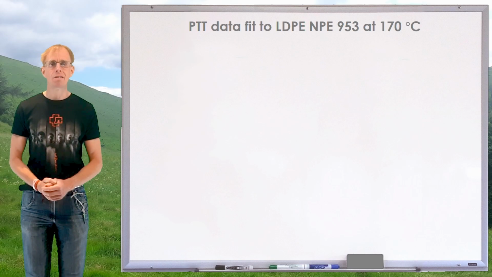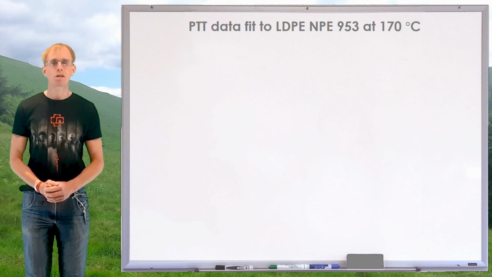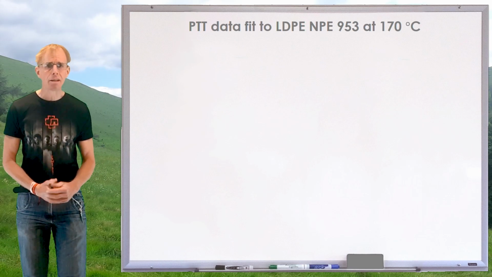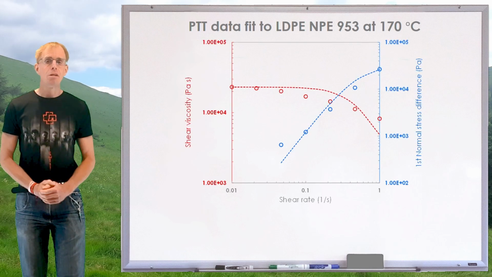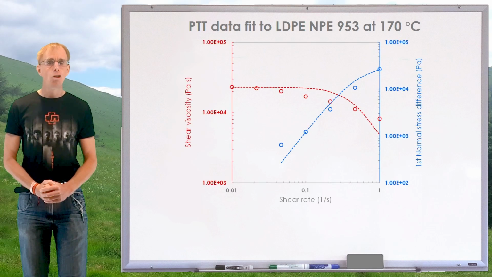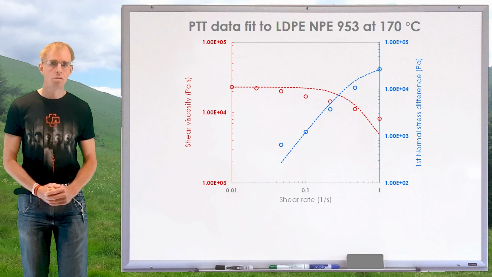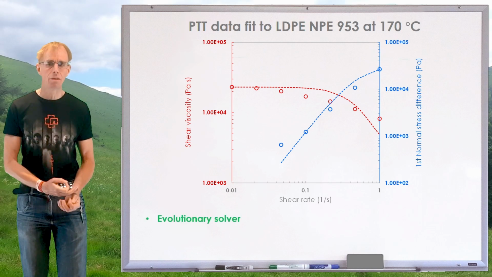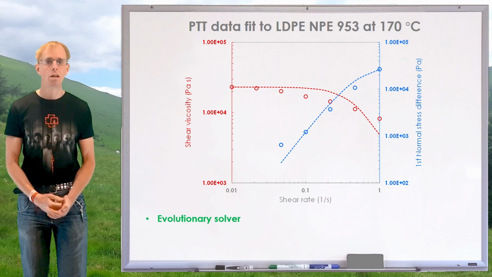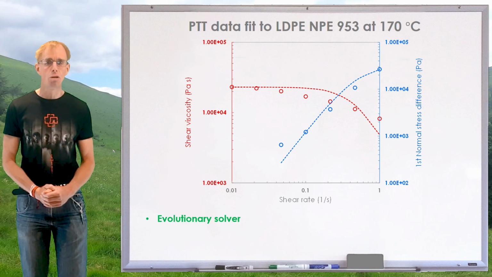All right, let's go back to our polymeric problem. Let's go back to PTT and fitting data from rheology experiments. And I'm going to put a result here on the whiteboard for you. The original experimental data are the data points. The optimal fit are the dashed lines. And I obtained that fit by following the procedure that I've just outlined using Microsoft Excel. I've used the evolutionary solver.